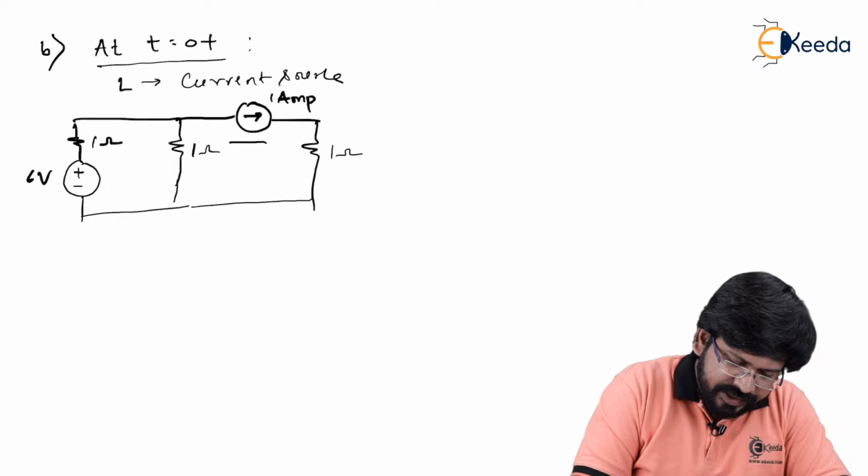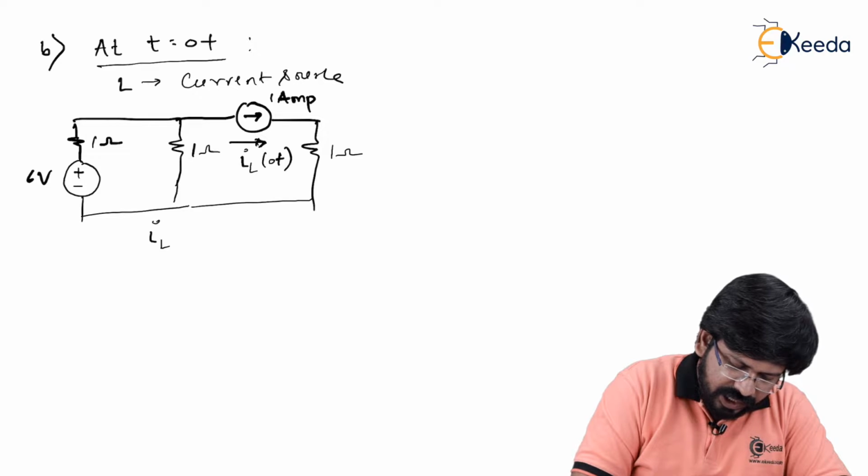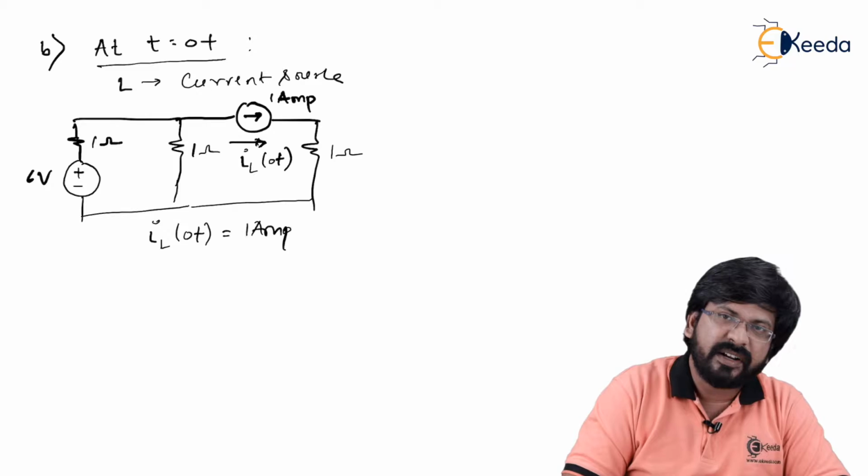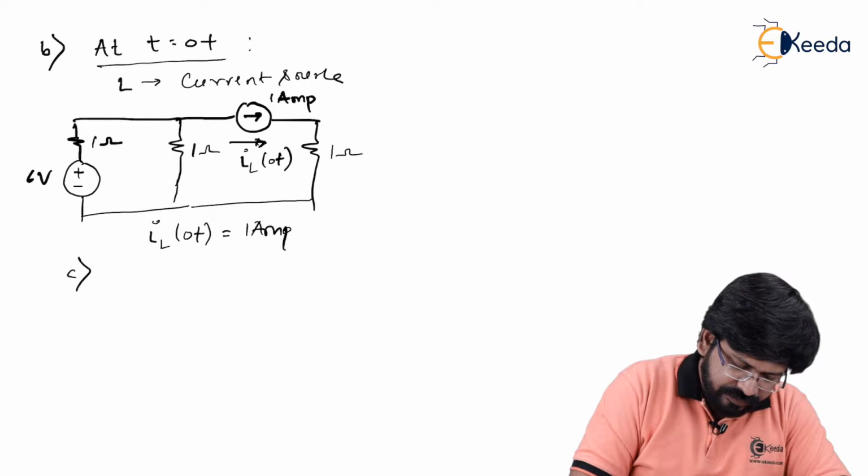Is that right? Can I say this is nothing but your current through the inductor at t equal to 0 plus. So I can say this IL of 0 plus is 1 ampere. Am I right? Next, at t greater than 0.